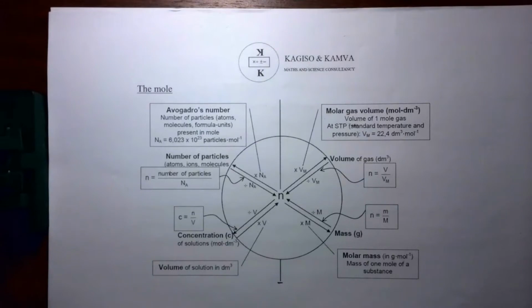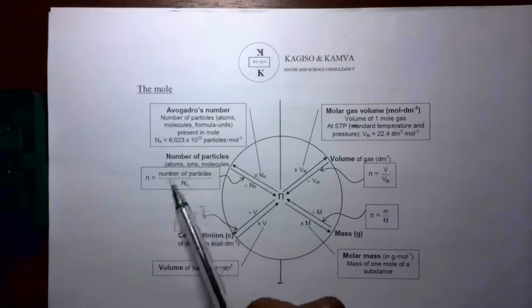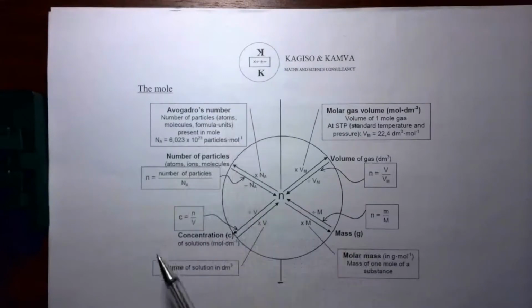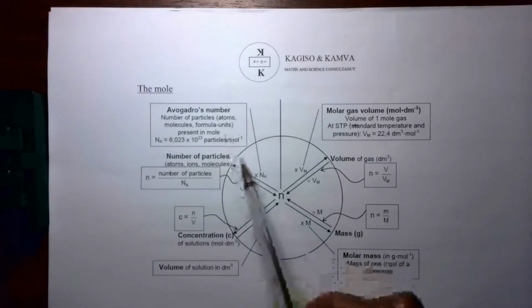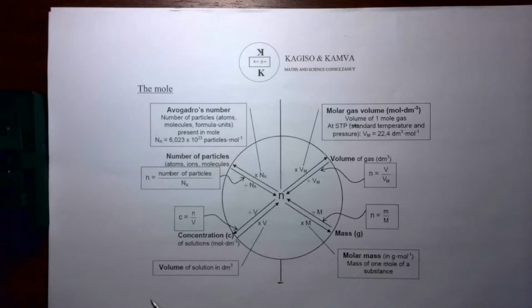There are quite a number of ways in which you can calculate the moles of a substance. For example, here we've got 4 ways. The first one is the number of moles using the Avogadro's number. Learners in grade 12 will be familiar with the Avogadro's number that was introduced in grade 10. The Avogadro's number is actually the number of particles in 1 mole of a substance.